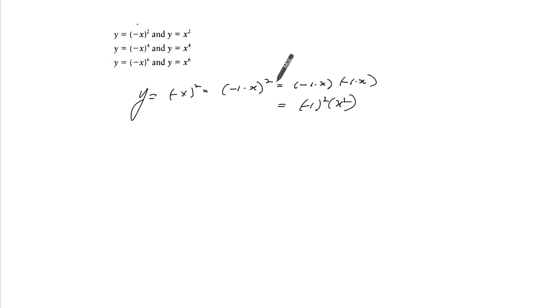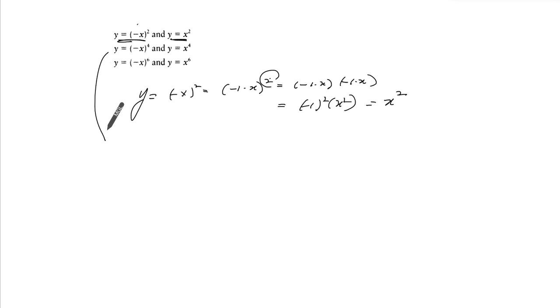And note that going straight from here to here is an exponential property. You can apply the power of 2 to negative 1 and x. That, of course, turns into positive 1, so we just get an x squared. So what I've done here is show that this and this are the same graph. It's the same equation. Okay?